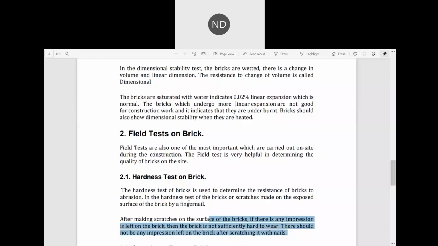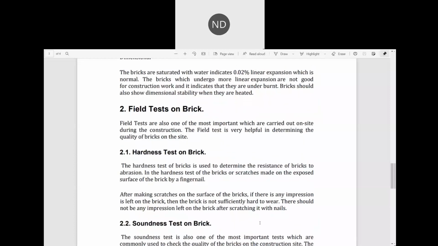Understood? So that is how you can check the hardness test of the brick on the site. You can take the brick, scratch it with your nails, and if there is any kind of impression on the brick, that means it is not resistant to wear. If it could not resist the wear from your fingernails only, how can it resist different strong wears? So that is not good for you, that is not hard enough to resist wear.